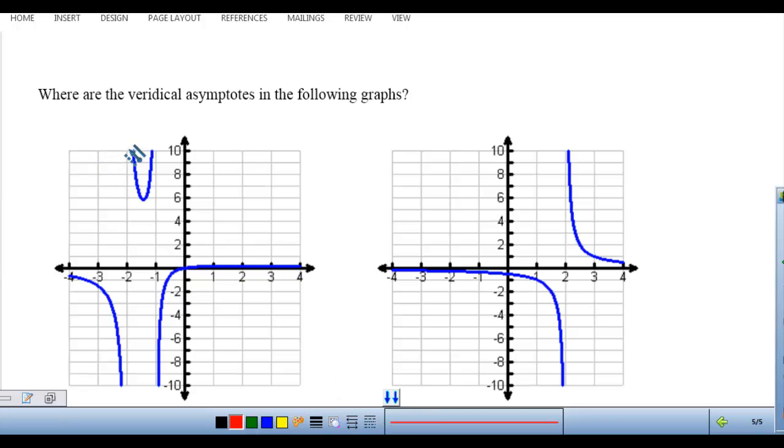So we have vertical asymptotes here on this graph at -2. Let me change the line here to a dashed line. And at -1. So this graph gets very, very close, but never quite touches. Then we see one over here on this graph at 2. So again, vertical asymptotes, x equals -2, x equals -1, and x equals 2.